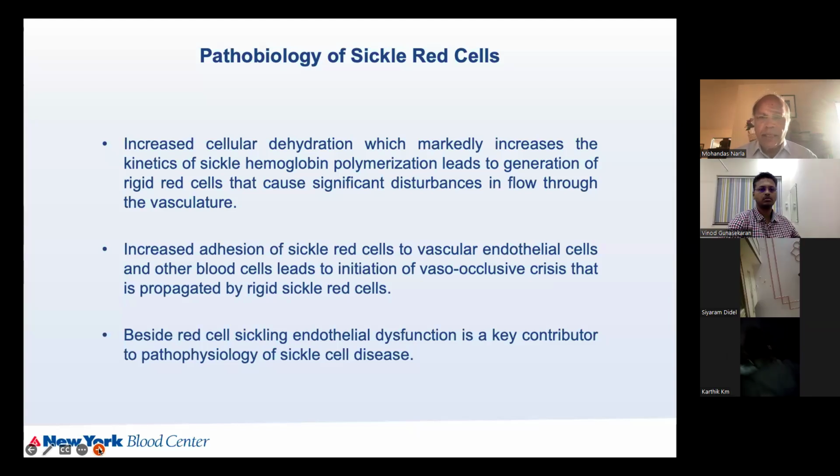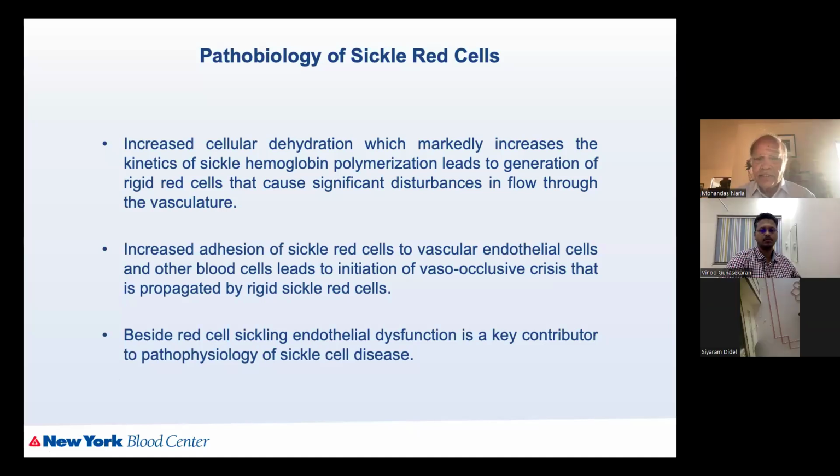Actually, I worked a lot on the pathobiology of sickle red cells. Basically, the increased cellular dehydration markedly increases the kinetics of sickle hemoglobin polymerization and leads to generation of rigid cells that cause significant disturbance in flow through the vasculature. Not only are the red cells less deformable, they're also adhering more strongly to vascular endothelial cells and other red cells. These adhesion reactions really clog up the capillaries as well and lead to crisis.